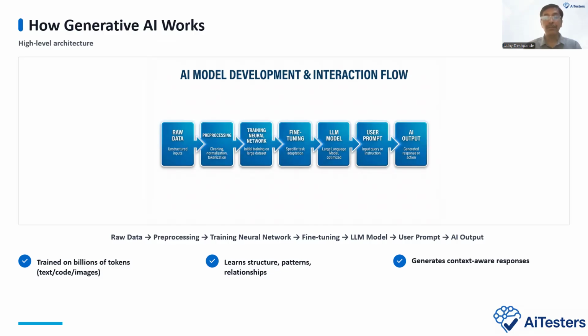After initial training, the model undergoes fine-tuning to specialize in specific tasks. The result, a large language model, or LLM, that has learned structure, patterns, and relations within the data. When you give it a user prompt, it generates context-aware responses based on everything it has learned. It is not just retrieving stored information, it is synthesizing new content that fits your specific request.